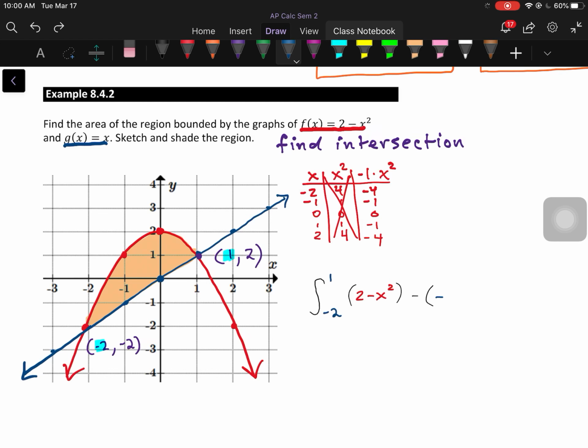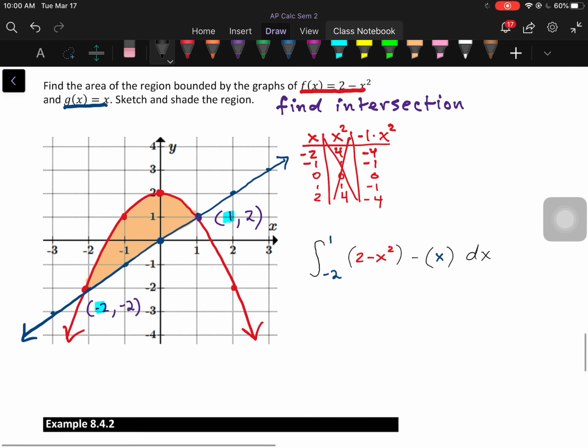I'm sorry, that's +x. My mistake. -x was the last example. So let me fix that. There we go. dx. Now before I integrate this, you can sort of simplify the integrand and combine what we have going on here. We would have 2 minus x squared plus x dx.